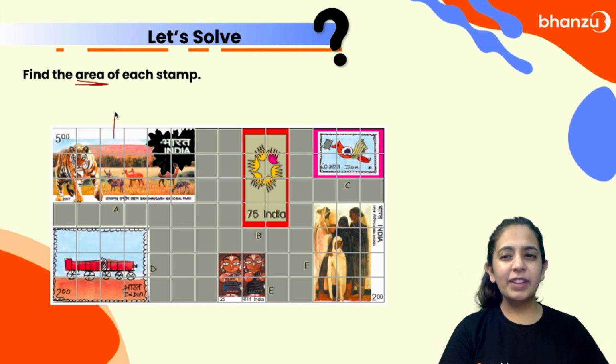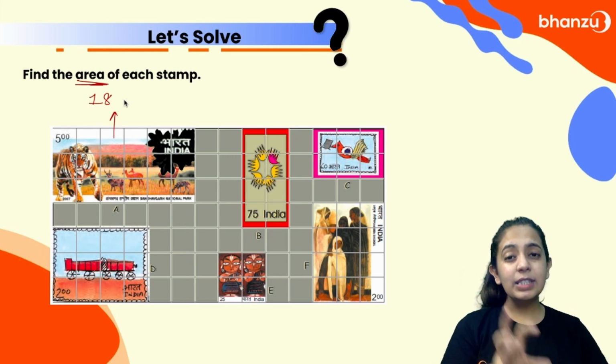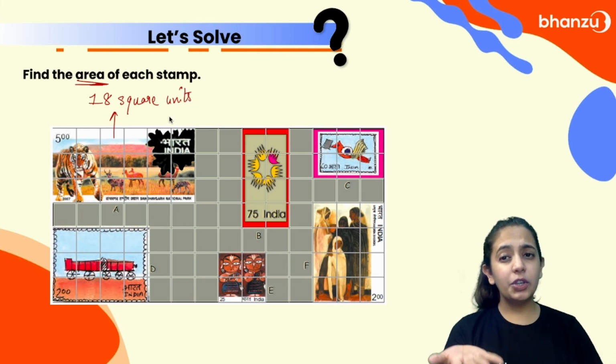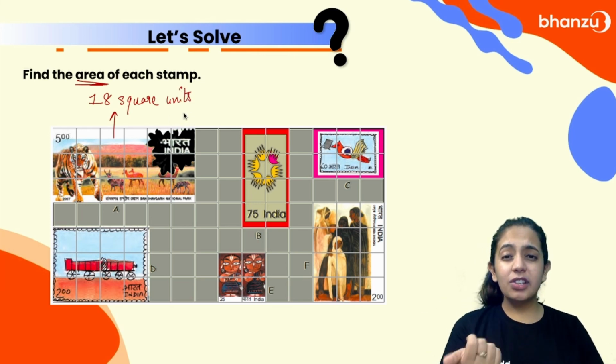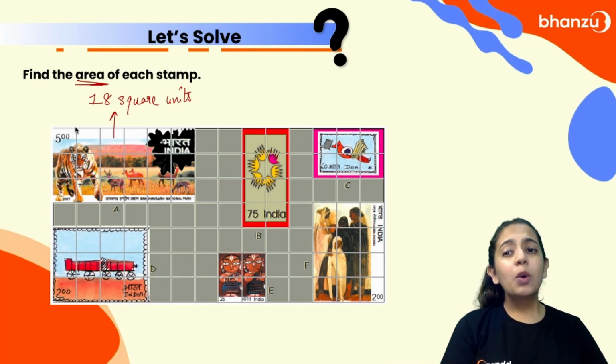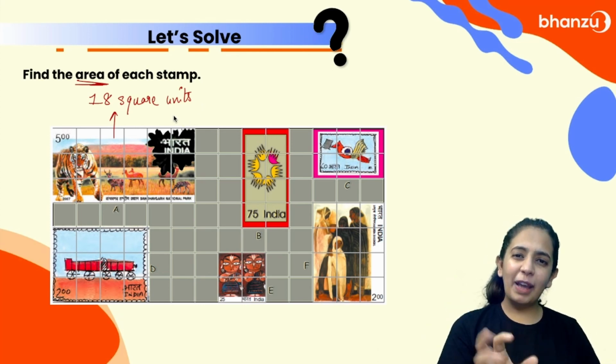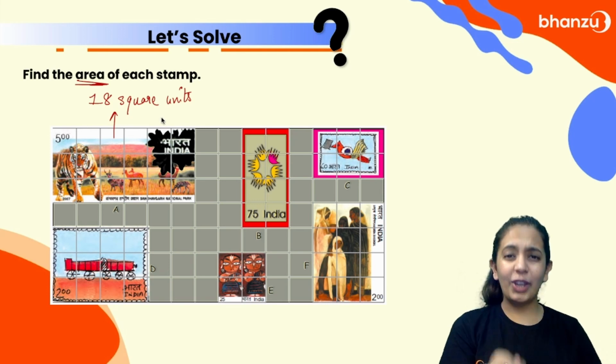The first stamp is over here. So tell me, how many square boxes is this stamp occupying? Did you say 18? Then absolutely right. Because it is occupying 18 square boxes, therefore its area is 18 square units. Now, why am I writing units over here and not centimeter or meter or kilometer or millimeter? All because we don't know its side. It's not given. So that's the reason it's better to write it as square units.